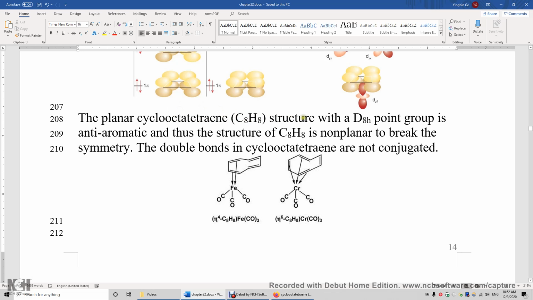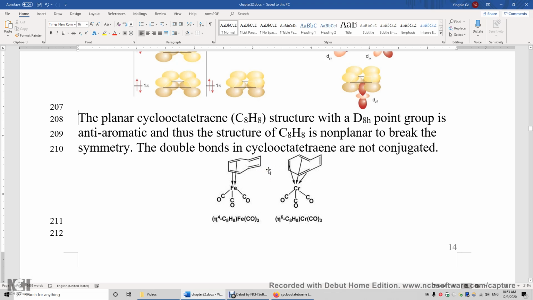If you draw a planar structure with a D8h point group, then it's going to be anti-aromatic with 8 p electrons in the conjugation network. It's not stable. So in the real world, the structure of this C8H8 is non-planar. This is just to break the symmetry, to break the planar structure, to break the conjugation, to prevent this structure from being anti-aromatic. And then in that case, you will very likely observe either 4 isolated double bonds.